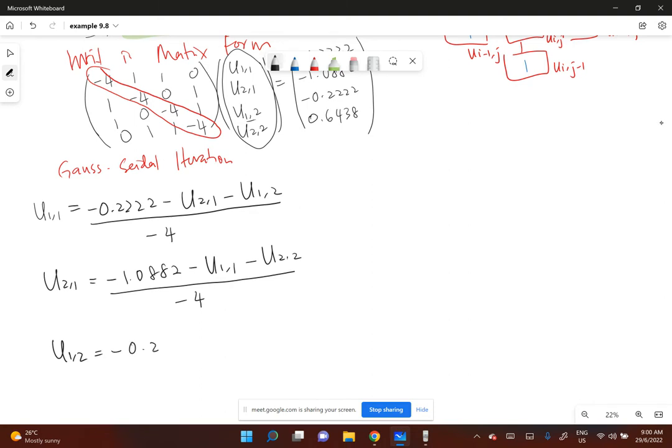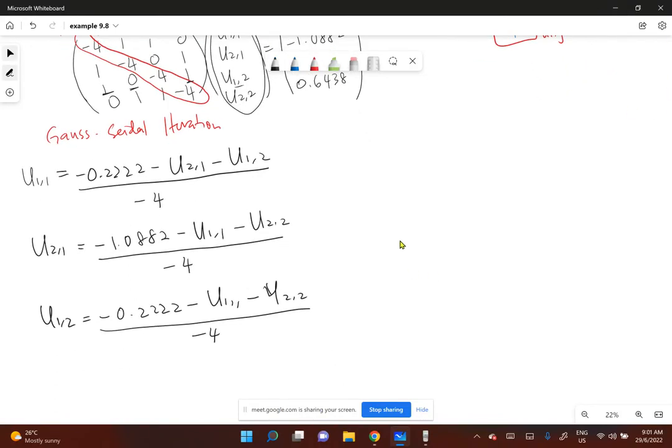Negative 0.2222 minus. So here we have U11 and U21 we don't have. And then the next one is minus U22. So here is negative 4. So continue with the last one, U22 is equal to 0.6438 minus U11, not there. We have U21 minus U12 divided by negative 4.